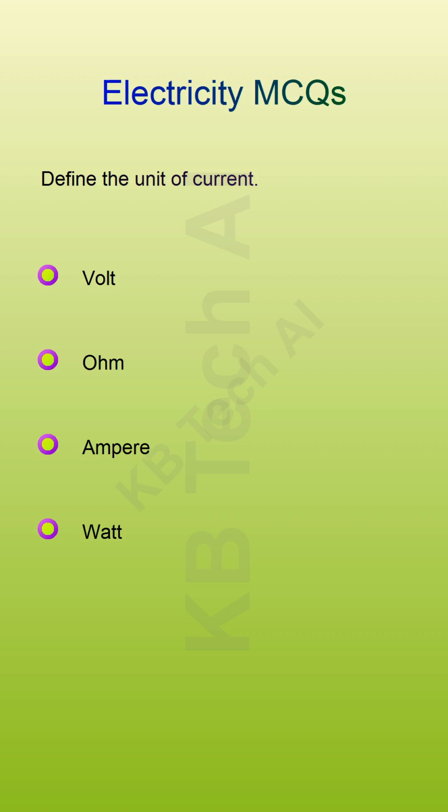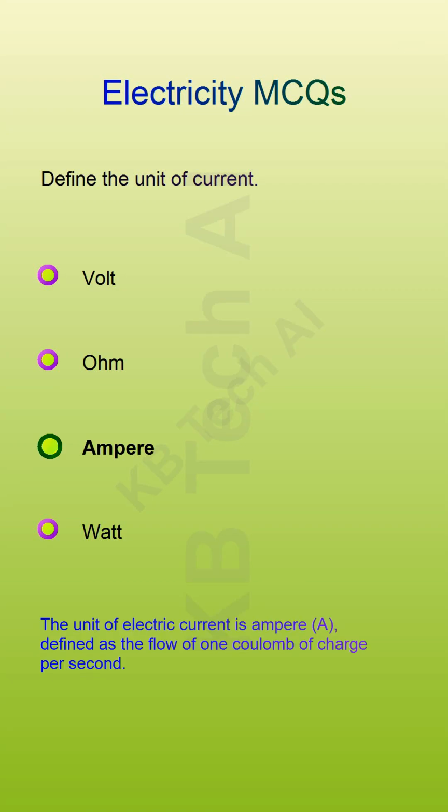Define the unit of current. Option 1, volt. Option 2, ohm. Option 3, ampere. Option 4, watt. The answer is, option 3, ampere.